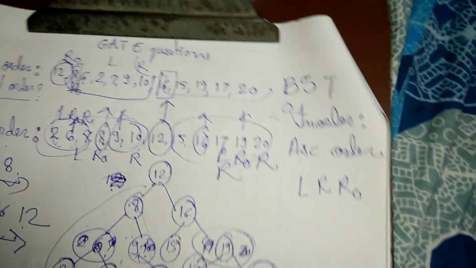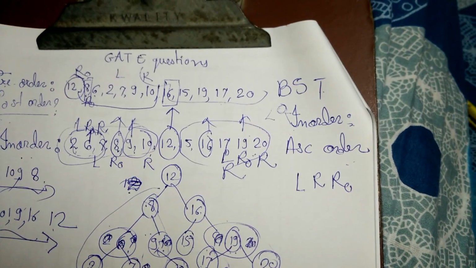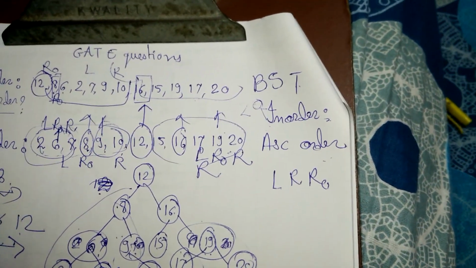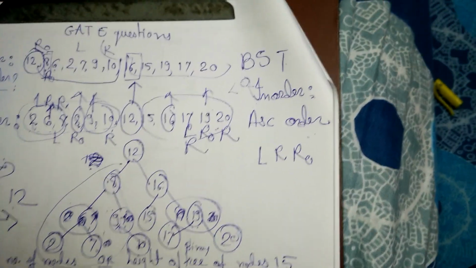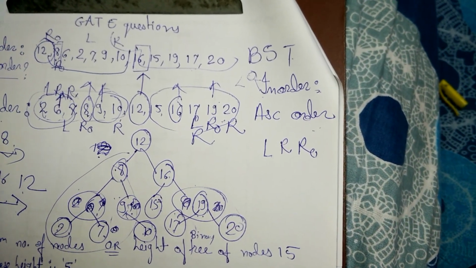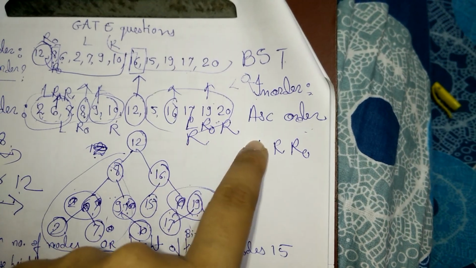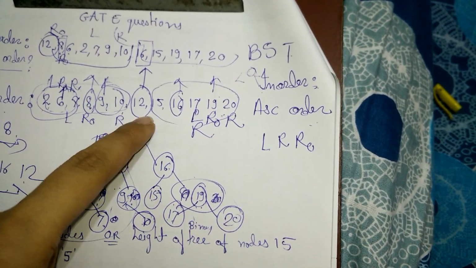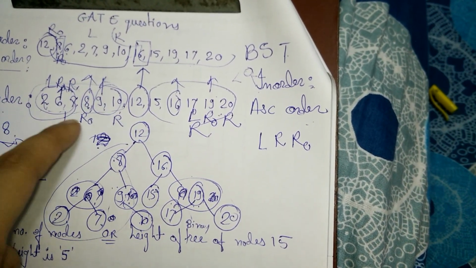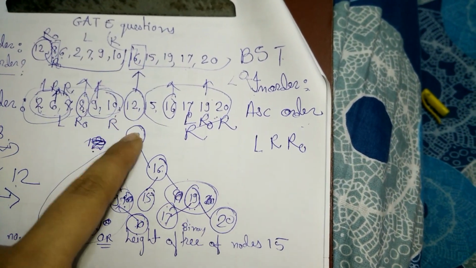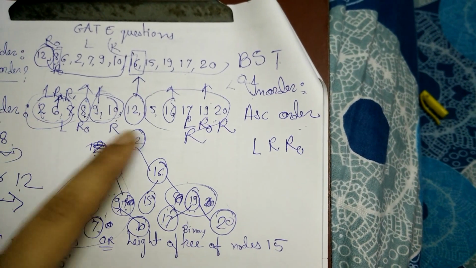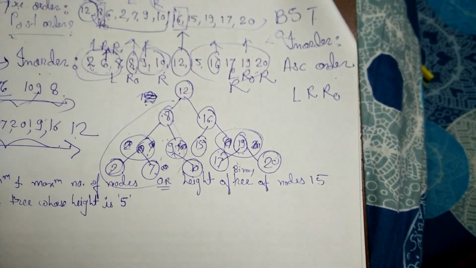So if either the pre-order or post-order sequence is given, in binary search tree what you have to do is first write down the in-order sequence. And how do you find the in-order sequence? By simply arranging your values in ascending order. Then from the formulas L R root and root L R, you can find out what will be the root, what will be the left child and what will be the right child.